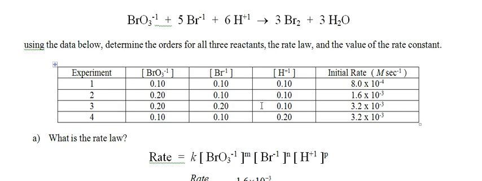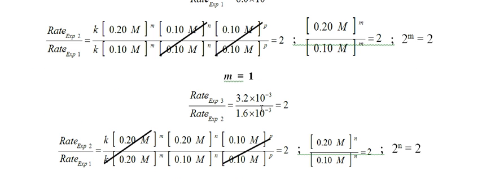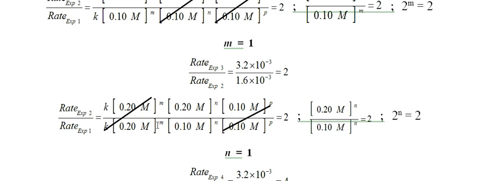I went ahead and looked at some more here. Looks like I'm doing 3 and 2. So again, take those rates, divide them by each other, and in this case here, the bromide and the hydrogen have the same concentration, while the bromate ions have different concentration. So again, twice the rate is equal to twice the concentration. That is also a first order reactant.